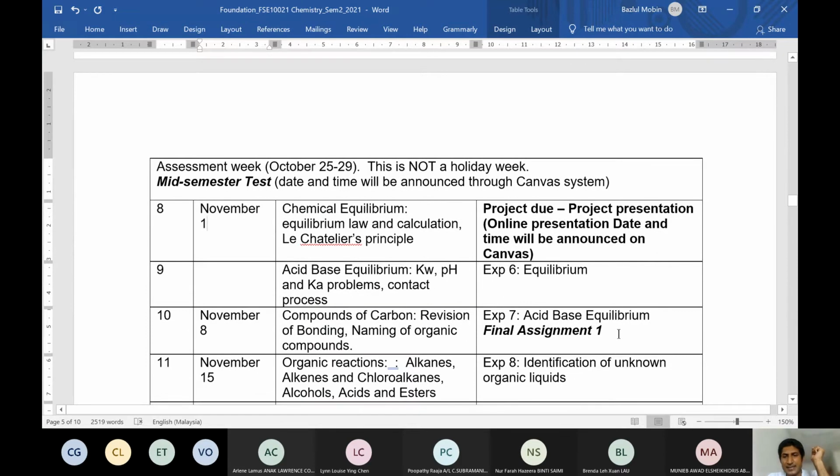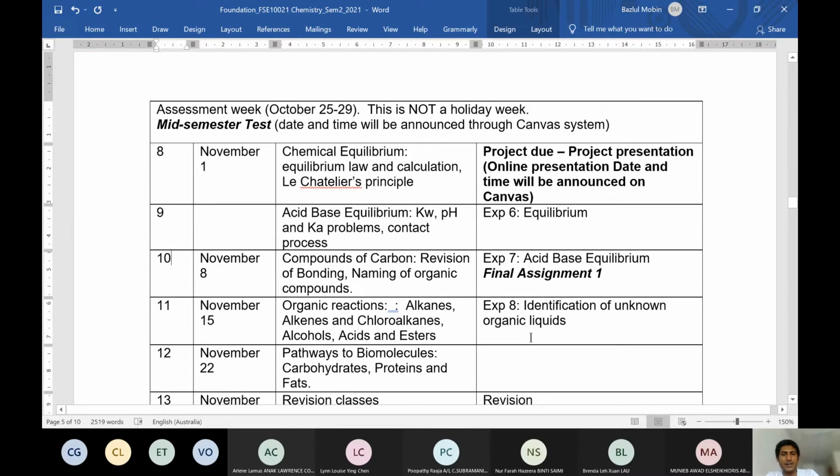And then there will be a final assessment on week 10, but this final assessment on week 10 or week 11 is not confirmed yet. This is tentative. It can be shifted to week 11, all right, depends on the circumstances.